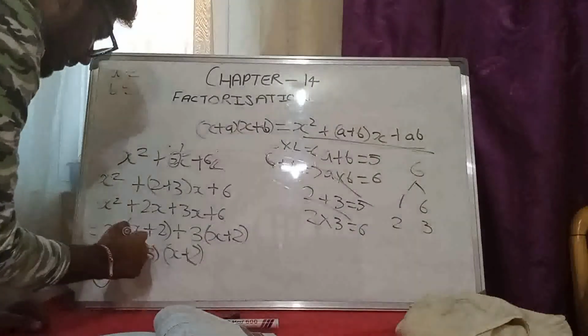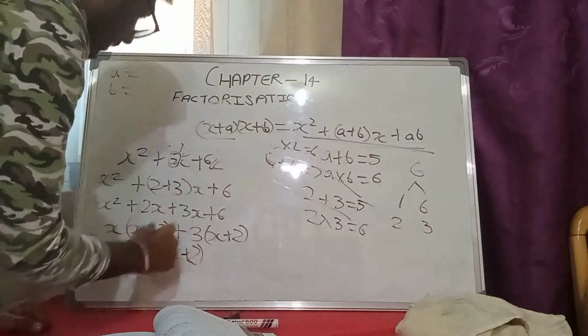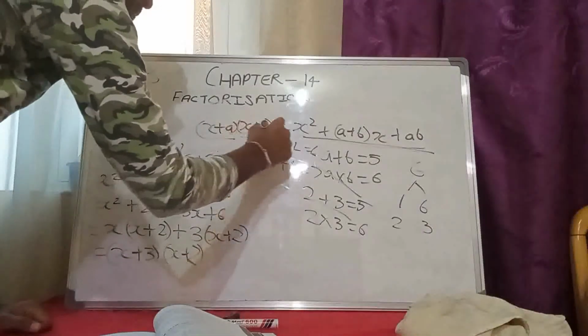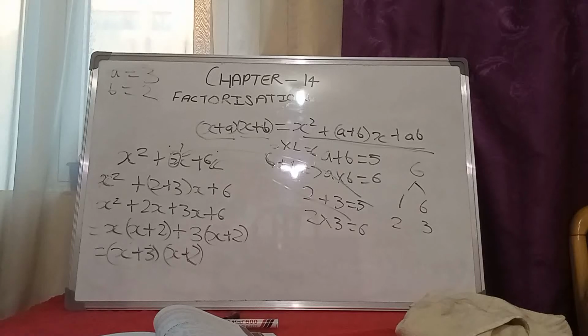Now we can find out that x plus 3 is x plus a. The x are same, and 3 is a. So a will be 3. And x plus 2 is the same as x plus b. So b will equal 2. So everything satisfies as it is.